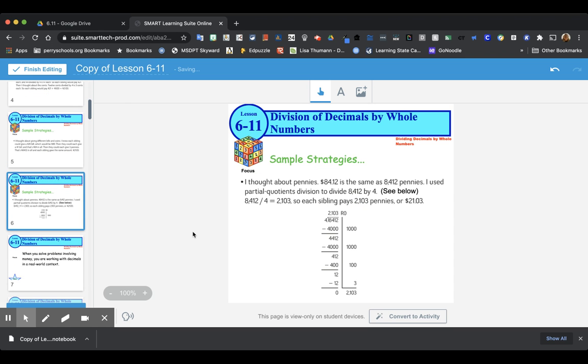And one more strategy would look like this. You could think about the pennies, $84.12, is the same as 8,412 pennies. You can use partial quotient division to divide 8,412 by 4. So you can see here, this is their thinking. So each sibling would pay 2,103 pennies, because we just ignore the decimal. And so you see 2,103 pennies, but we know that 2,103 pennies is the same as $21.03.